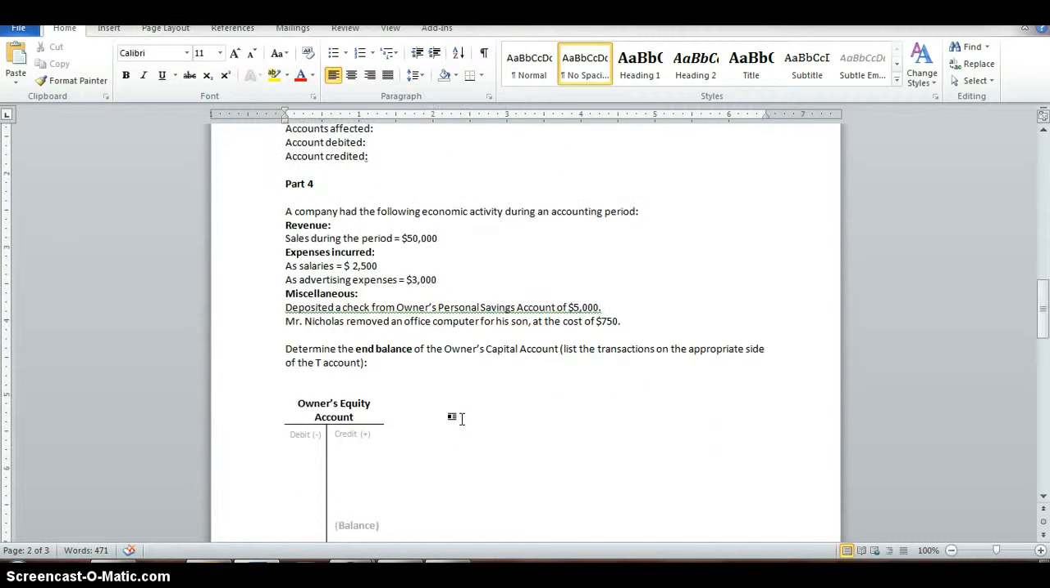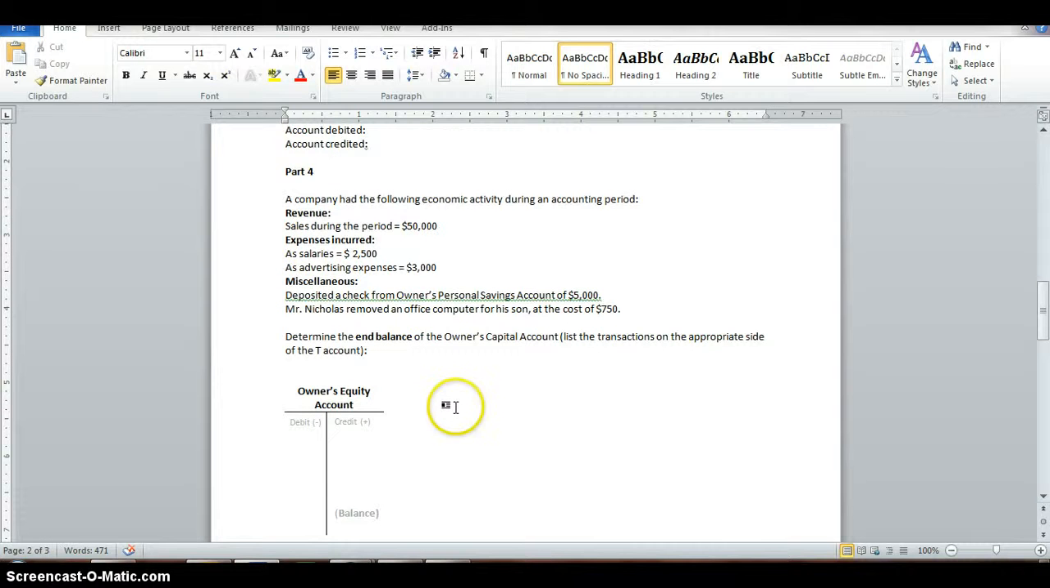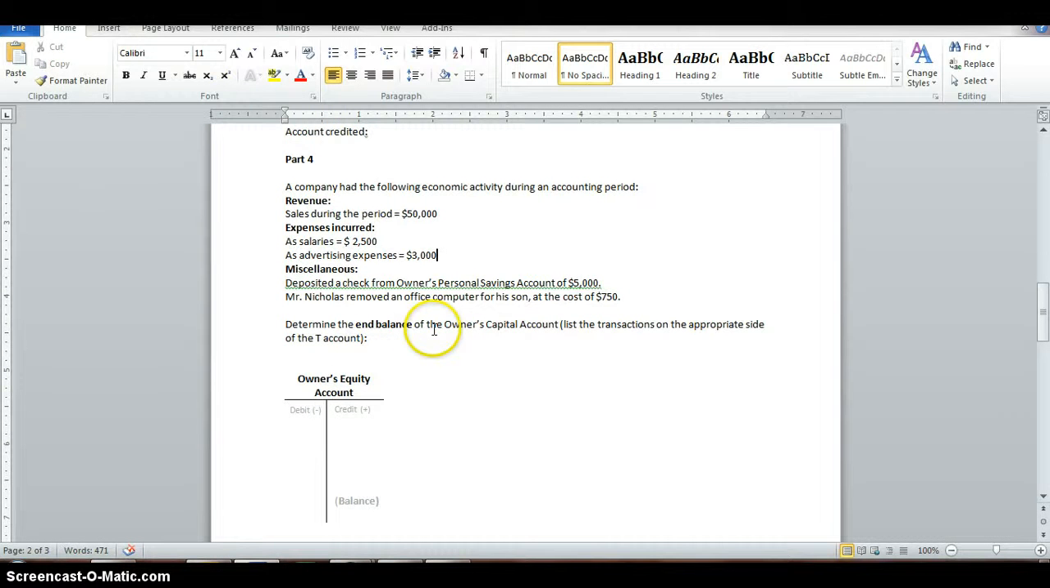Okay, then in part 4, we're just looking at owner's equity. And we are looking at these revenue and expenses that occurred during this specific period. So we need to determine the end balance of the owner's capital account. So with my first, I have sales that happened during the period are $50,000. So that's going to increase because they're sales. We're going to credit $50,000. And the expenses, these are going to essentially decrease our owner's equity account.